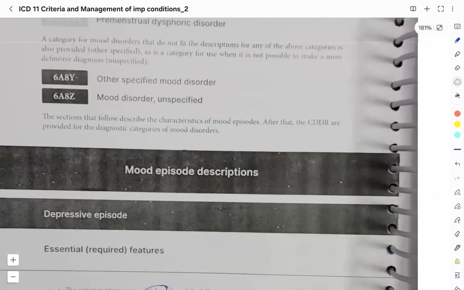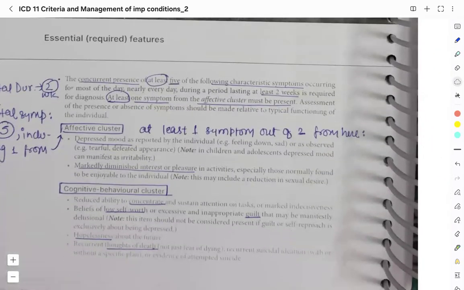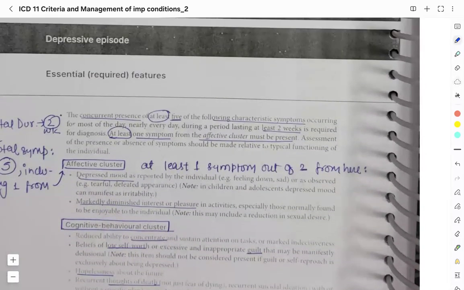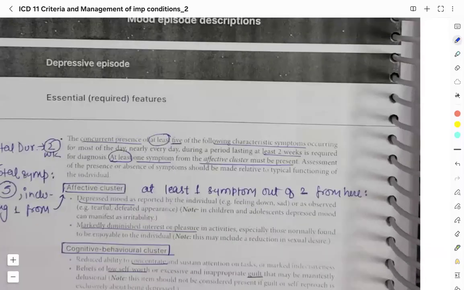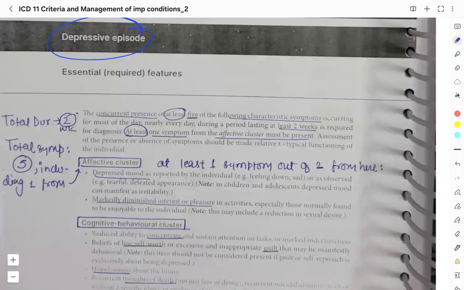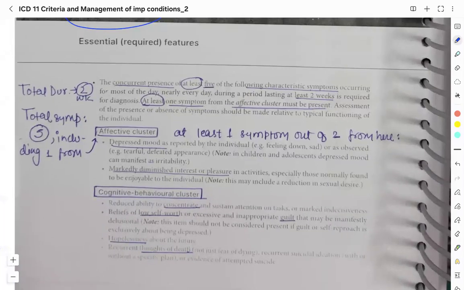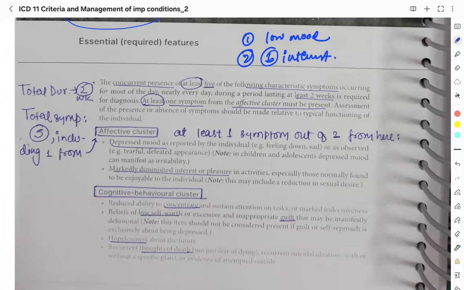There is one difference here that they have given. So we are coming into the depressive episode, mood episode descriptions. Dr. Shahris mentioned that two symptoms need to be present, that is low mood and anhedonia, that is decreased interest in activities. But ICD-11 is mentioning something else. Yes, this was present in ICD-10. I agree, but ICD-11 has changed it a little bit.